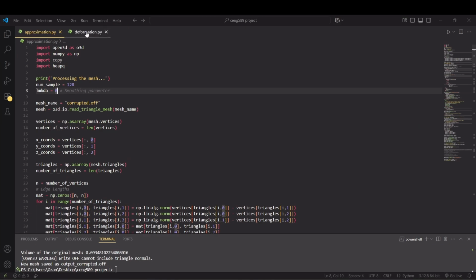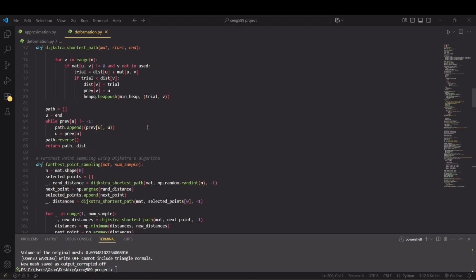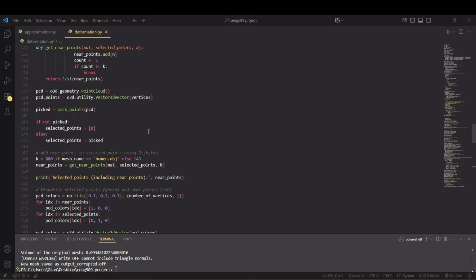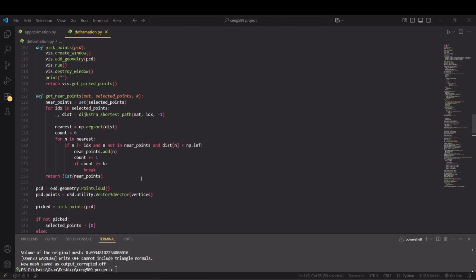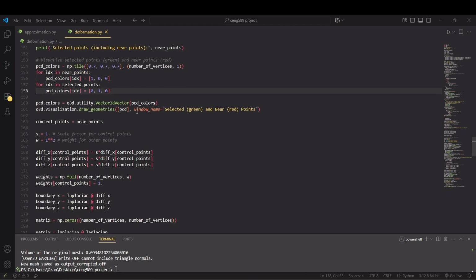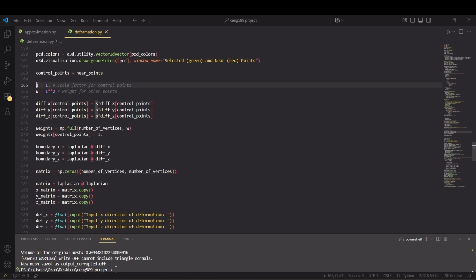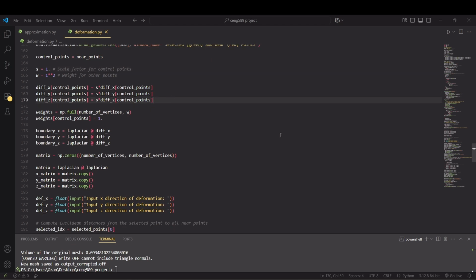Let's look at the code. These are the same as the previous one. I find near points by this function, which finds a number of near points to the handle. And these are for visualization. And here I introduce S, and differential coordinates for control points become S times differential coordinates.